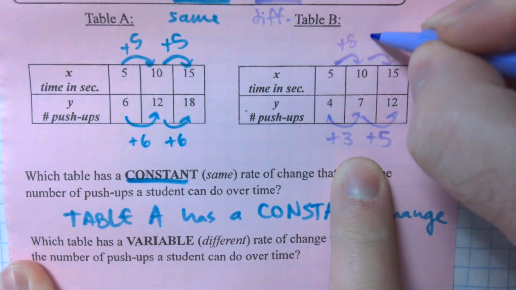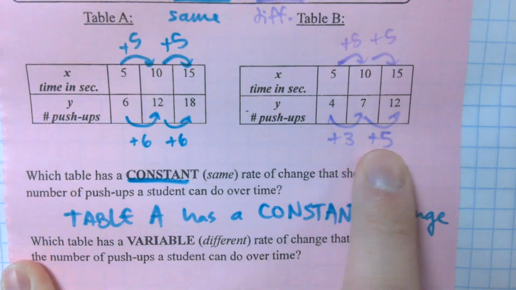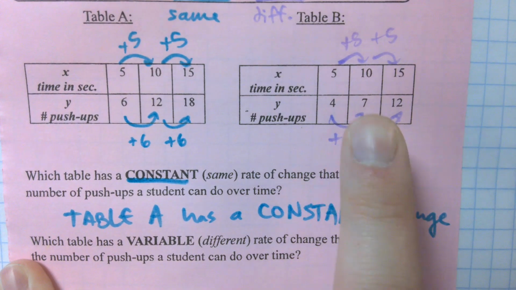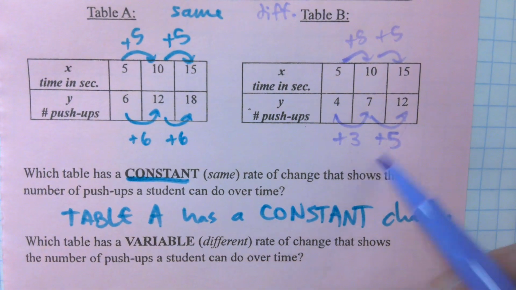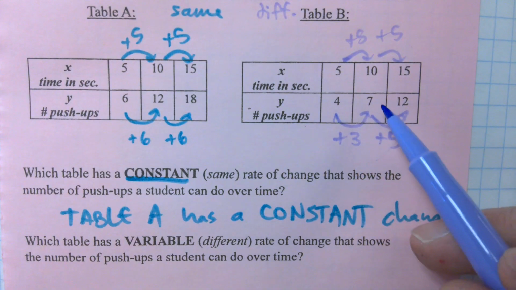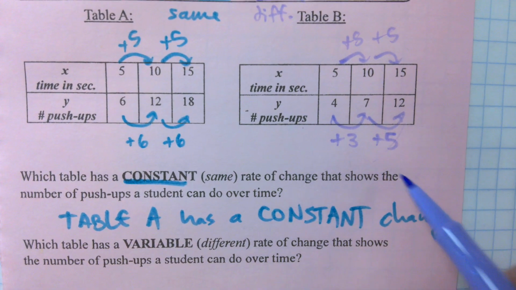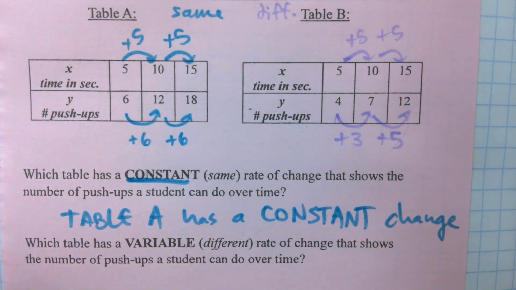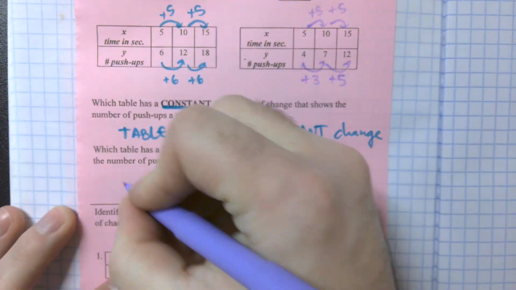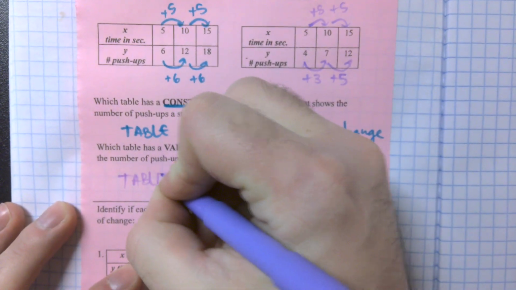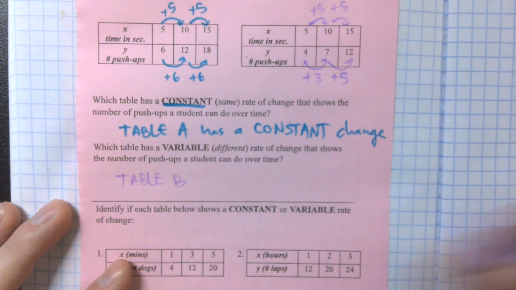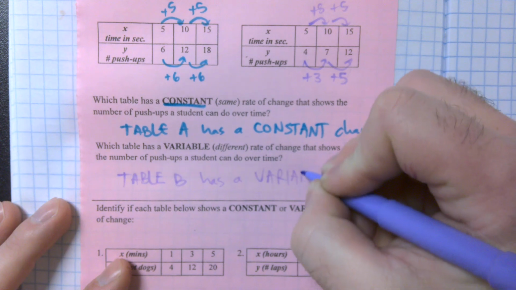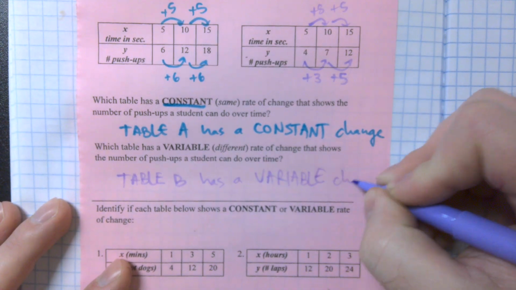Plus 5, plus 5. So what do we notice about my push-ups down here? It's not constant. It's different. It's variable. So this person doing push-ups, right? They're kind of starting off slow, only 3 push-ups, and then they kind of pick it up. Now they got 5 push-ups. They're not doing it at a constant speed. It's variable. So table B has a variable change. It's different.